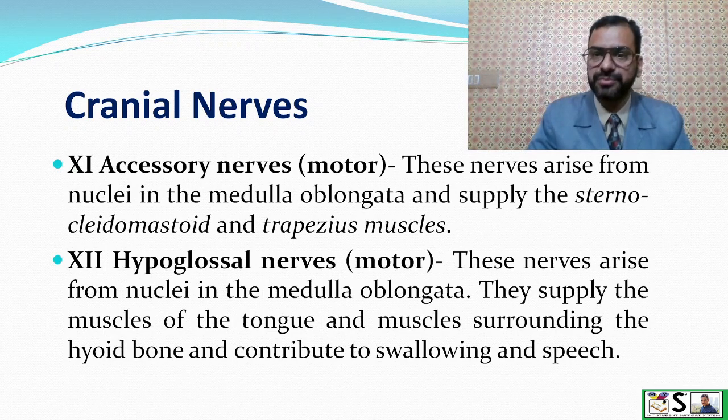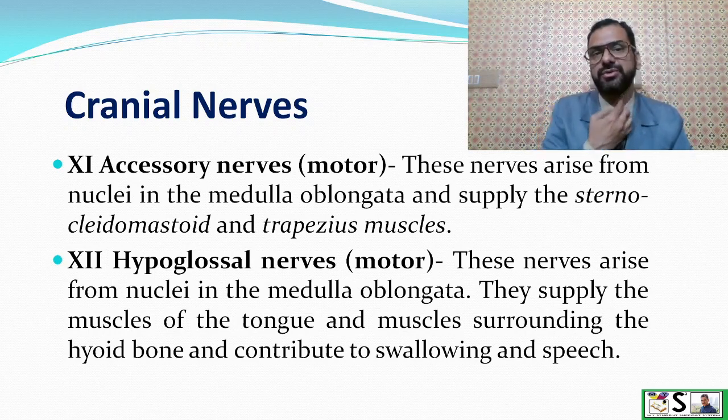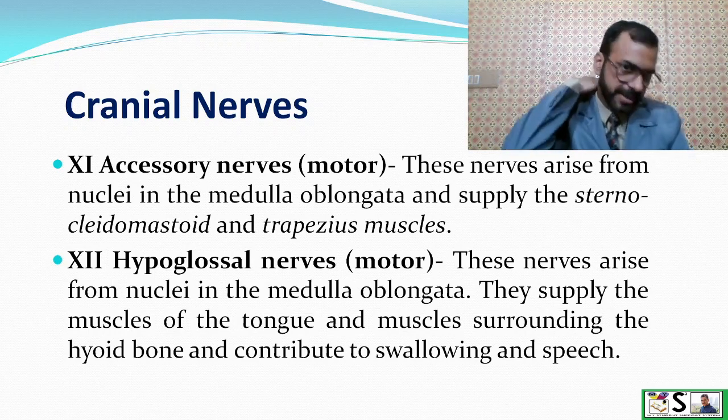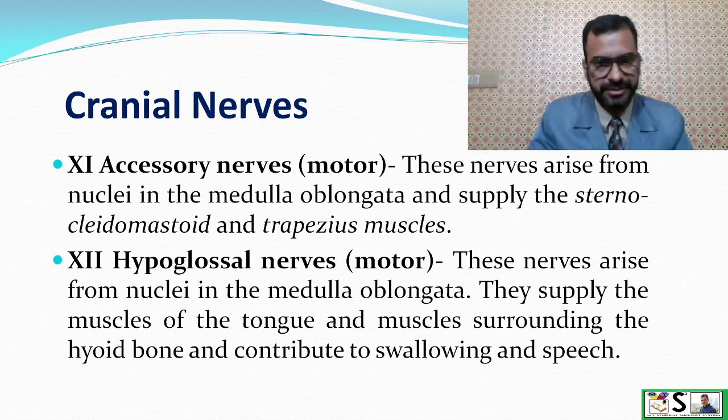Next is the accessory nerve. This is a motor nerve. These nerves arise from the nuclei in the medulla oblongata and supply the sternocleidomastoid and trapezius muscles. Sternocleidomastoid is here and trapezius in the back, for their movement.